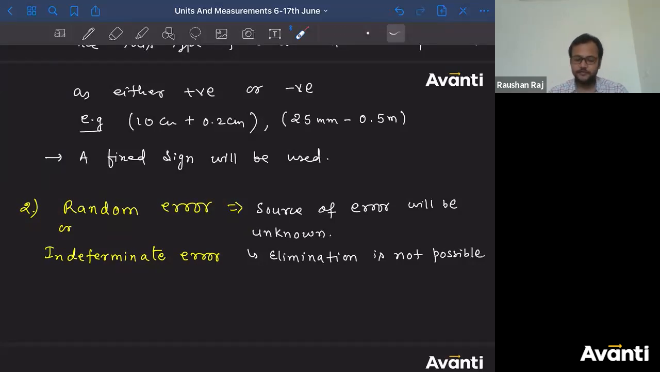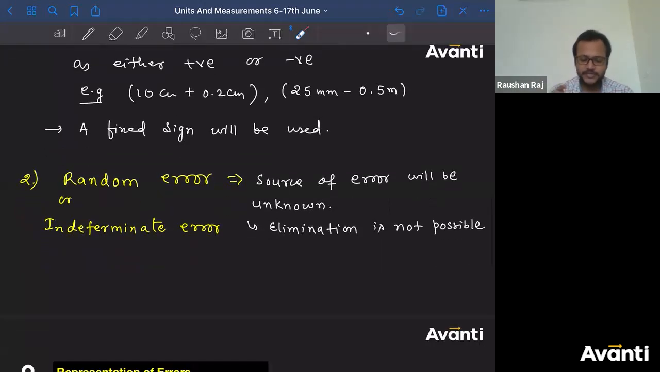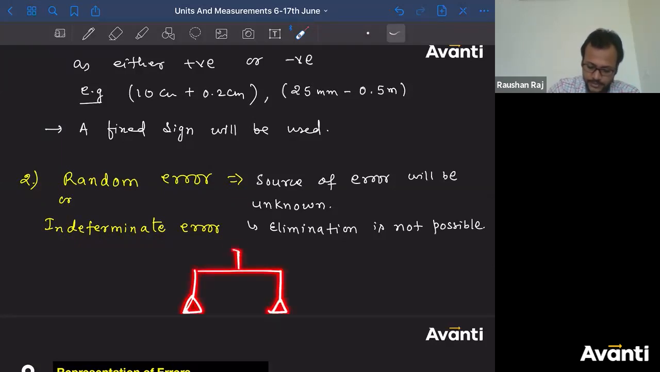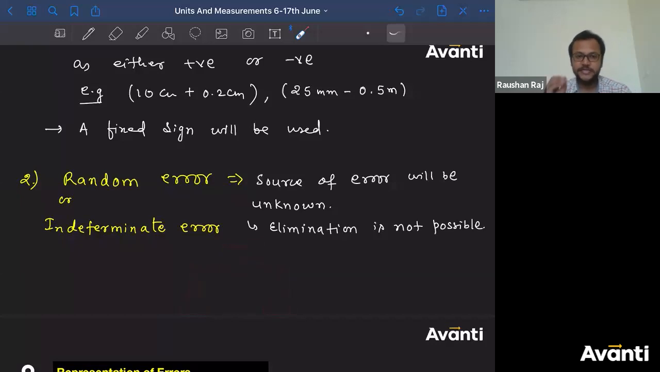Now just imagine if you are using a very sensitive measurement device, okay? A very sensitive measurement device to measure length. Or let us say if you're measuring some kind of mass using a very sensitive beam balance. All right? Beam balance, everyone understands what a beam balance is, right? So if you are measuring something using a very sensitive beam balance.